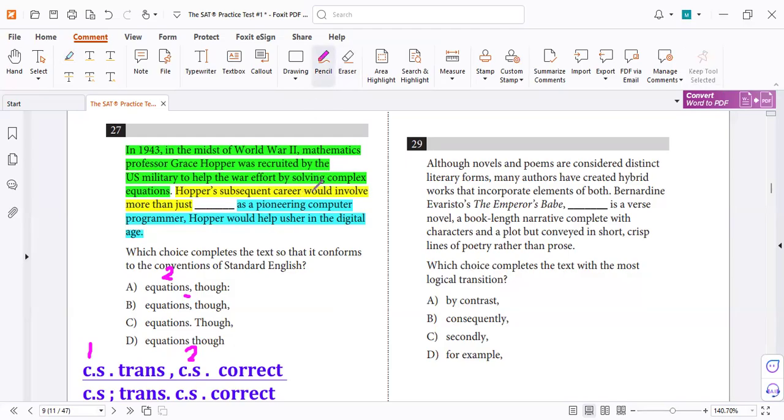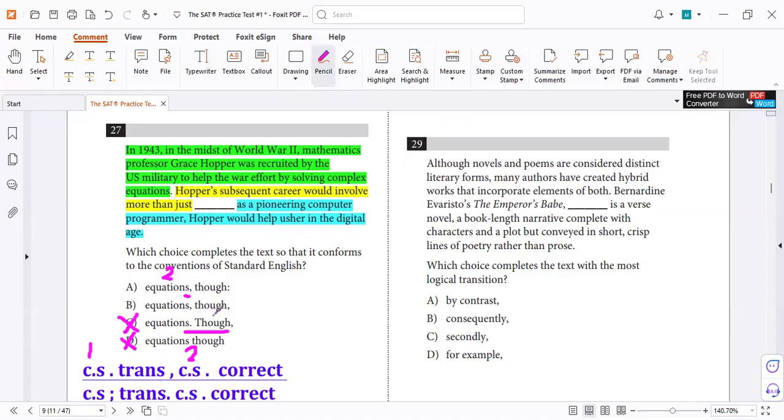But this structure is always wrong. We don't use although at the beginning followed by a comma. This is a common mistake. We don't use this as a style. Conjunctive adverbs without any punctuation, wrong. These are common mistakes. Now we need to check.